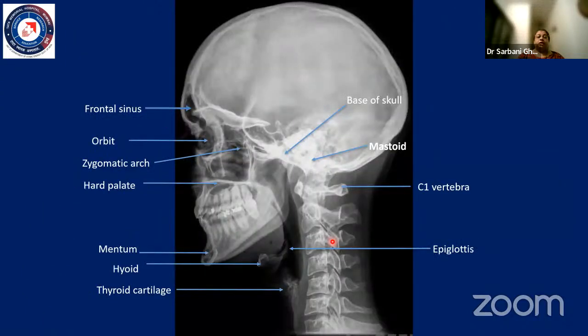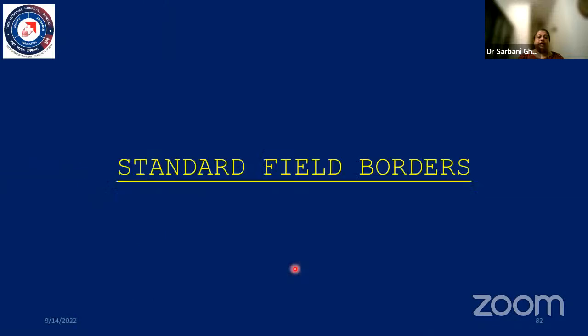Now, coming to what we do, we take X-rays, but you need to know a few of the bony landmarks on the X-ray. So here is the base of skull, the mastoid. You have the C1 vertebra, the C2, the largest and the most prominent vertebra in the cervical vertebrae, the epiglottis, hyoid bone, the mentum, the thyroid cartilage. These are actually enough landmarks when you're planning a larynx.